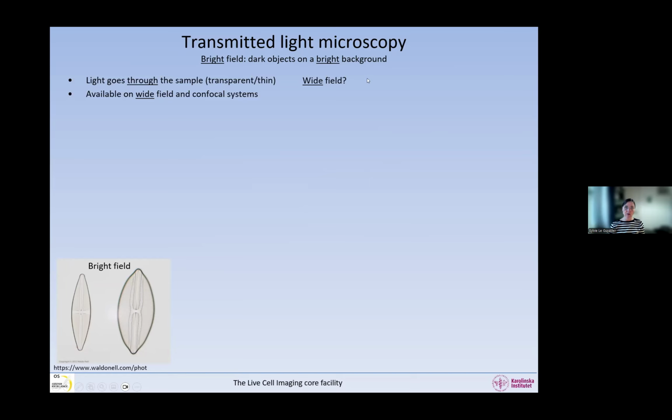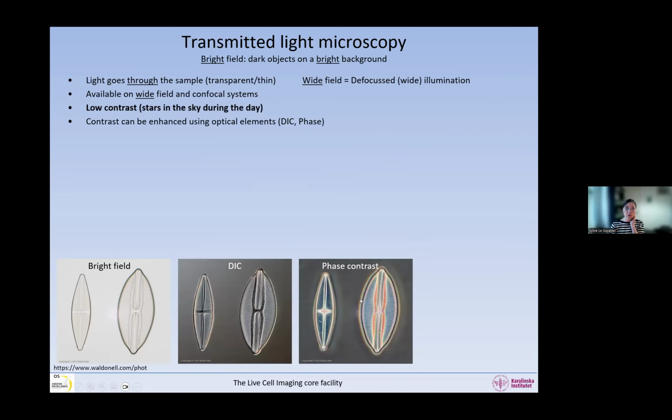So I remind you, wide field means that the illumination is not focused. Confocal, the illumination is a spot. And then in wide field, it's a defocused, it's a wide illumination. So you can say that transmitted light imaging or bright field is a little bit like when you look at the stars during the day, you're not going to see them. It's a low contrast technique. So that is one of the limitations of transmitted light imaging, the contrast.